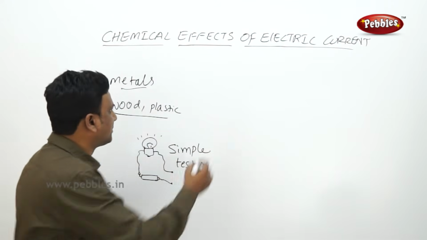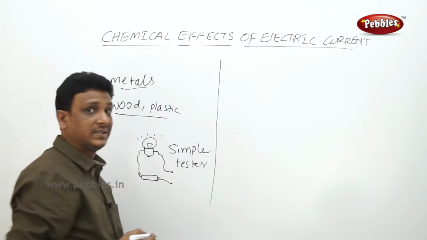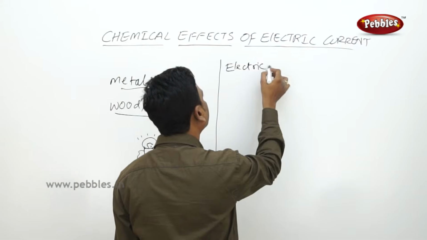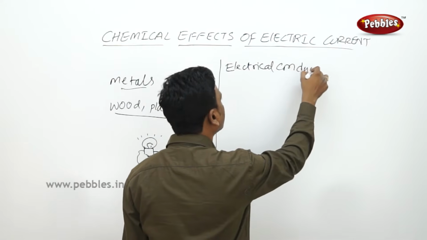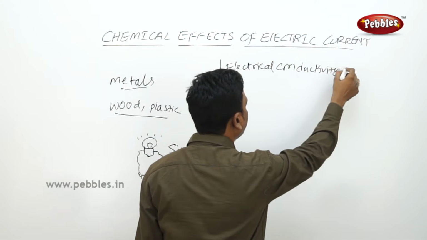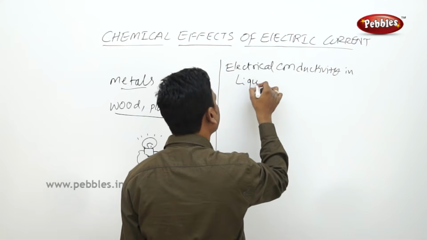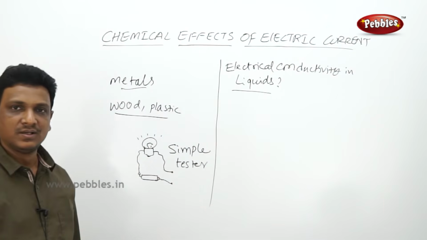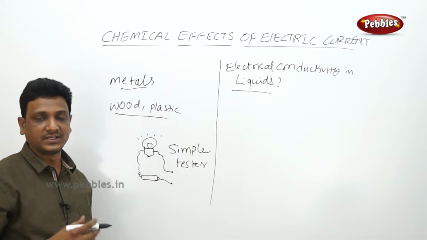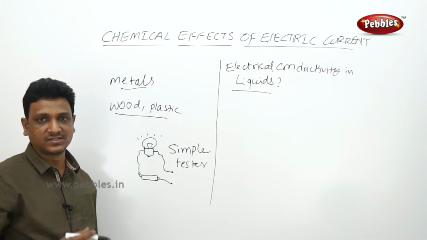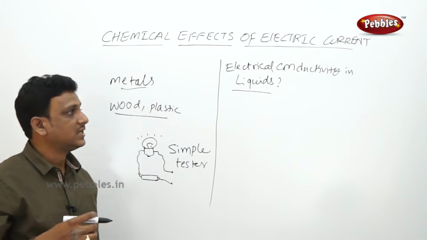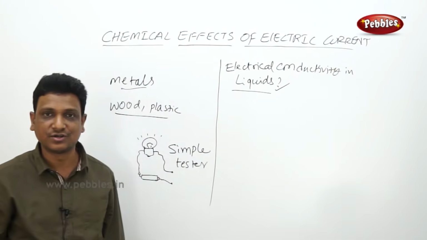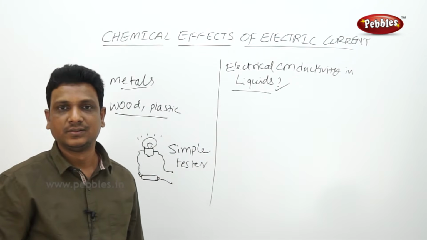Now in this particular chapter we are going to discuss the electrical conductivity in liquids. Solids we tested in the previous classes. We have come to know which materials are good conductors of electricity and which are poor conductors. Now let us discuss whether we can test liquids also, whether a liquid is a good conductor of electricity or not. Yes, why not?